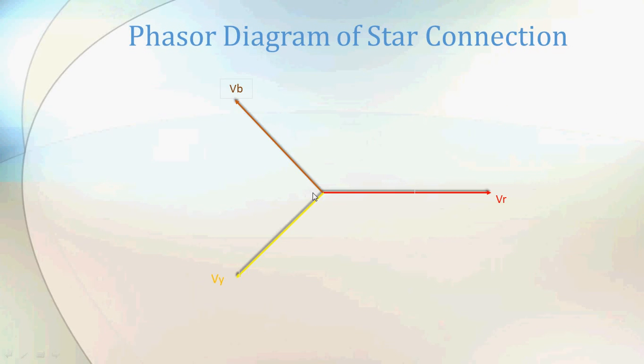Then let us draw the phasor diagram for three-phase star connected system. Let us say we have got VR, VY, and this is VB. All these three are 120 degrees in angle with respect to each other. Why? Because there are three lines and they have a complete 360 degree rotation. So 360 degrees divided by 1, 2, 3, each will have 120 degrees apart. They have an angle 120 degrees difference between them.